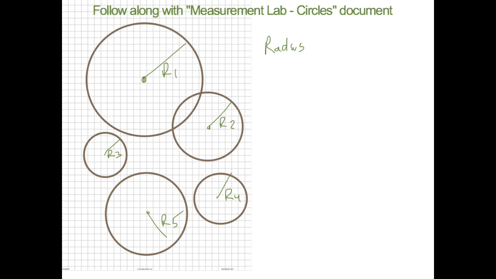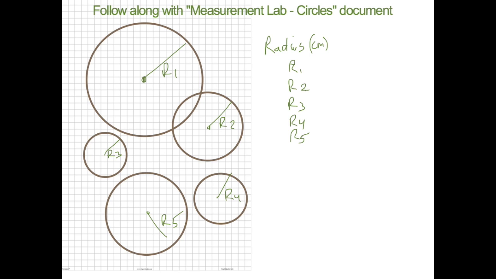That's a pretty horrible R. It's supposed to be R right there, and you're going to measure that in centimeters. That's going to be one of our main units of measurement in physics. All right, and so you're going to measure radius 1. Write it down in centimeters. Radius 2. This is just not working for me today. Let me give it a better try here. Radius 2. Radius 3. There we go. Radius 4. And radius 5.